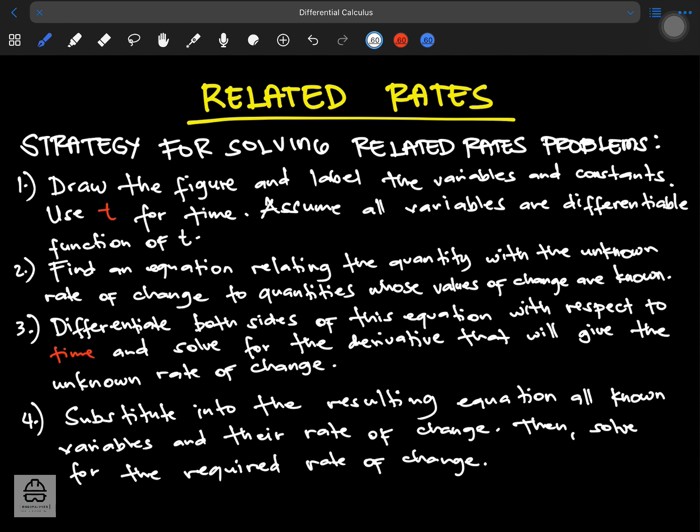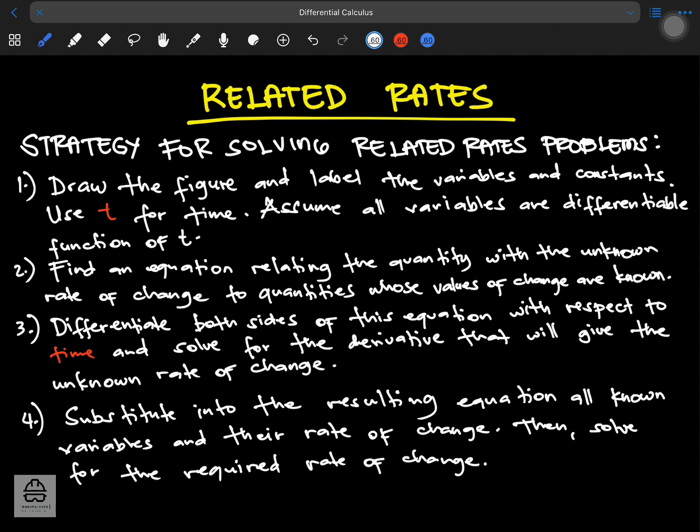Second is we will find an equation relating the quantity with the unknown rate of change to quantities whose values of change are known. Yung gagawin natin dito is hahanap tayo ng equation that would fit the problem. For example, if the problem is relating to volume, therefore, we have to look for formulas na under sa volume. For example, we have to look for the change in volume of a cone, therefore, we have to look for the formula in volume of a cone.